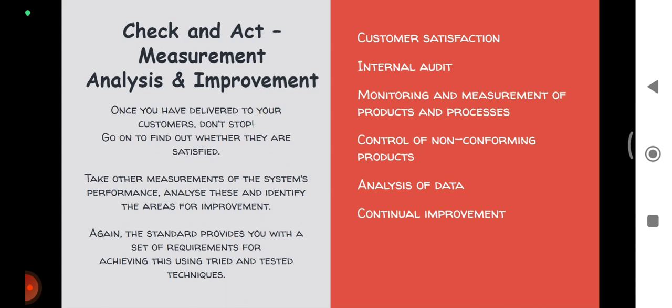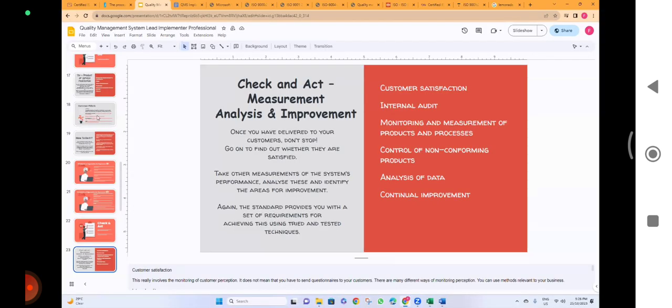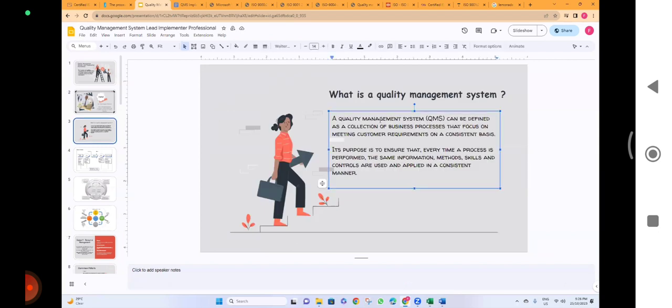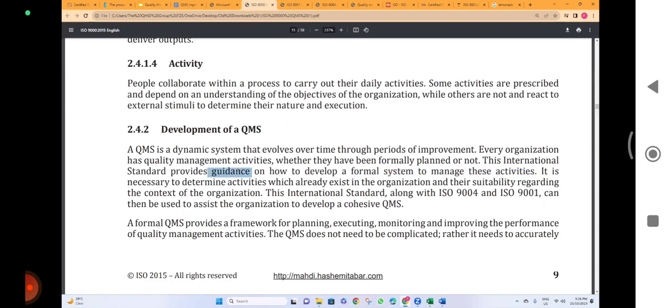So what has happened here? Let me just go back a little bit. What has happened at this stage is that first of all, in step number 1, you looked at the business processes that focus on meeting customer requirements on a constant basis. Then you looked at the quality management activities in the organization. And then after looking at those, you followed guidance, you did the plan and then the do. That means you've completed 9 out of 12 steps that you're doing to develop a formal management system, a formal system to manage these activities.